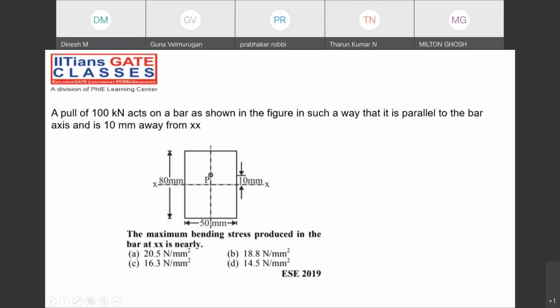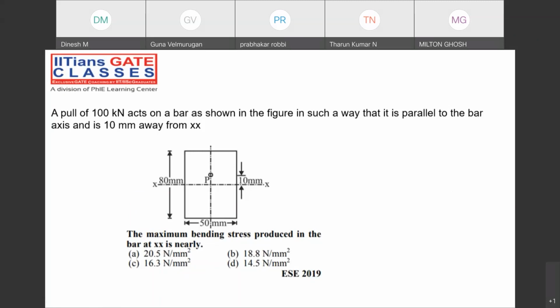Try to solve this last problem, then I will start the shear stress. Very important. Very, very important. Somewhat tricky, but it's a good problem.